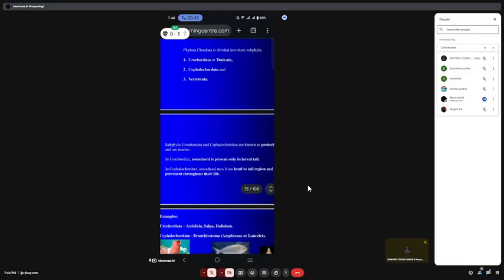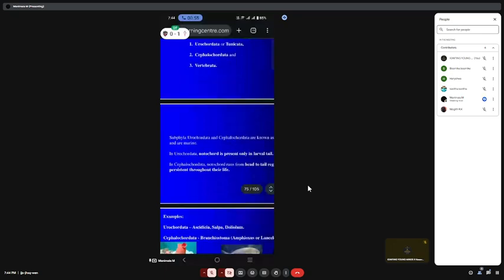Now we are going to discuss the Chordata, which is divided into three subphyla. One is Urochordata or Tunicata, the second is Cephalochordata, and the third is Vertebrata. First we are going to discuss the Urochordata. The word Uro means tail, and chordata means bearing. So Urochordata means tail bearing animals.